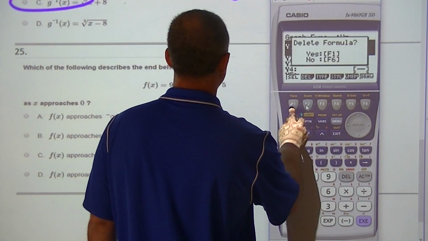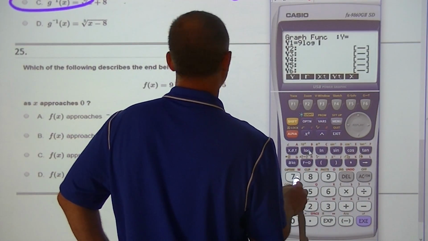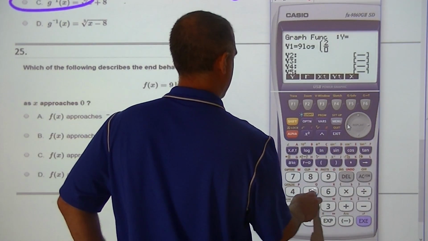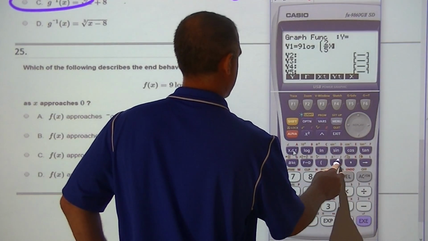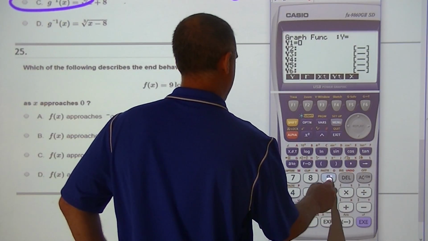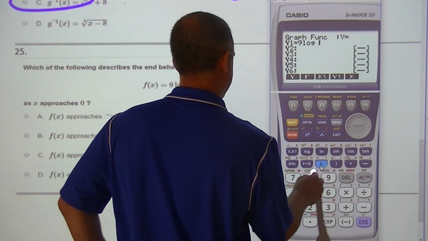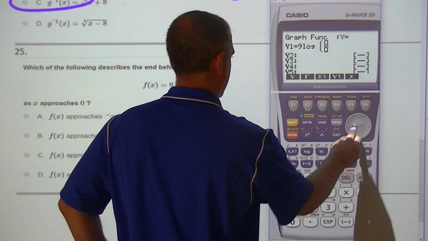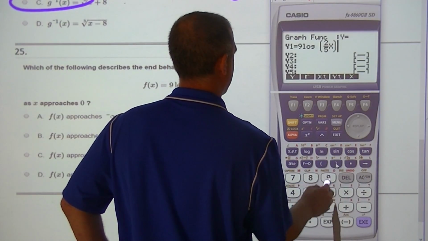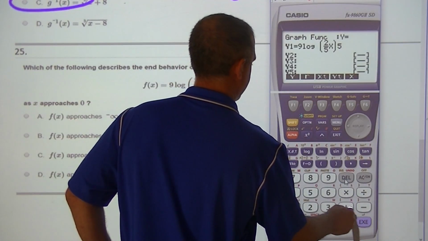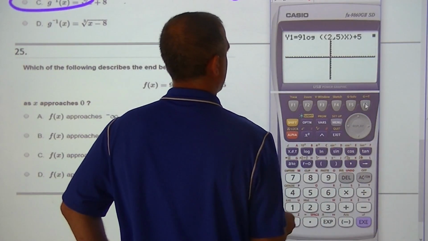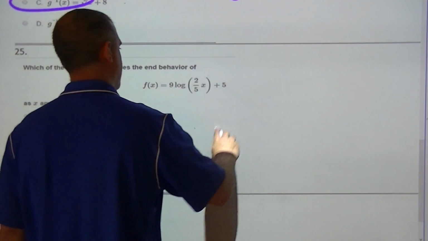All right. 9 log, parentheses, 2/5, x, close them, plus 5. Draw. Okay? So what this is going to do is going to do one of these numbers.